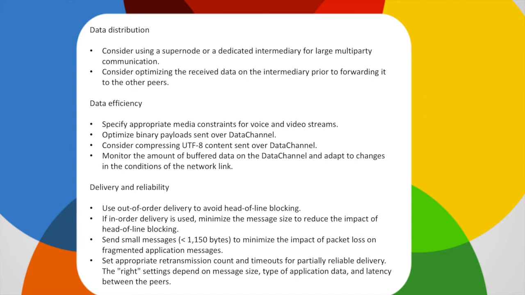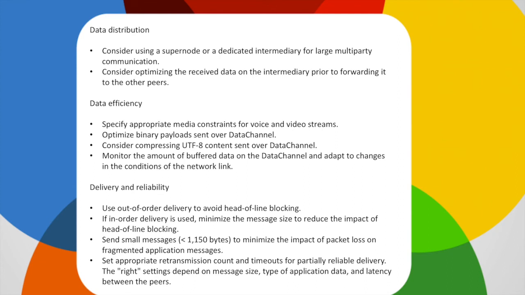For data distribution, consider using a supernode or dedicated intermediary for large multi-party communication. Consider optimizing the received data on the intermediary prior to forwarding it to the other peers. Data efficiency: specify appropriate media constraints for voice and video streams. Optimize binary payloads sent over data channels, and monitor the amount of buffered data on the data channels and adapt to changes in the conditions of the network links.